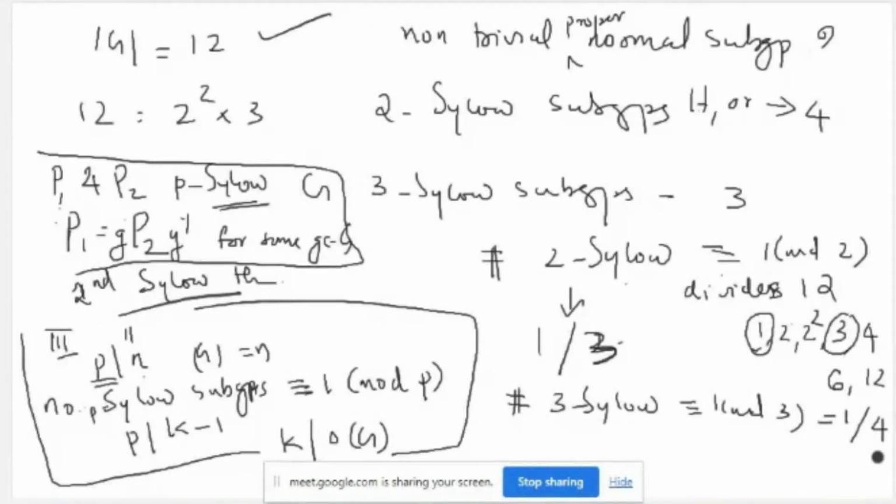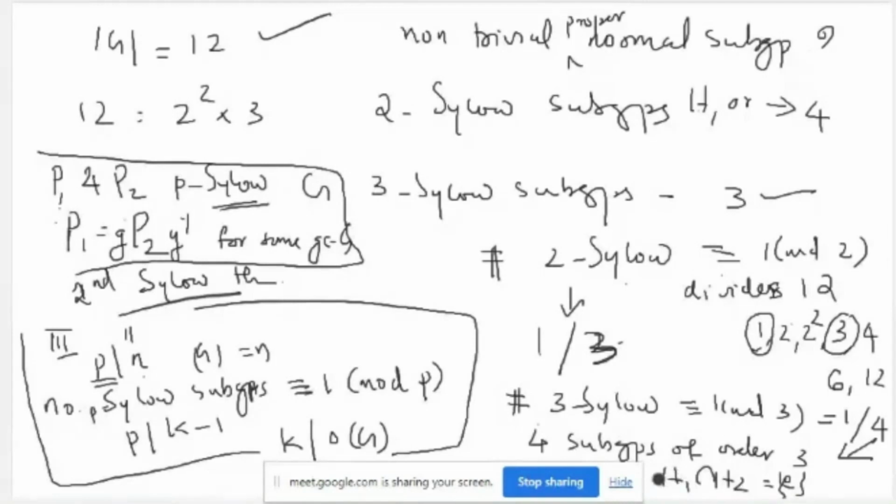Now suppose there are 4 Sylow 3 subgroups. A Sylow 3 subgroup has order 3, since the highest power of 3 in 12 is 3. So there are 4 subgroups of order 3. If H1 and H2 are two subgroups of order 3, they have only one element in common, the identity. Because the order is 3, every other element has order 3. If a is an element in H1 which is not the identity and is also in H2, both groups will be the same.